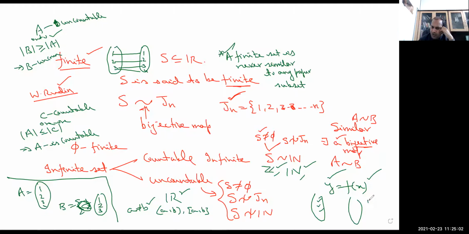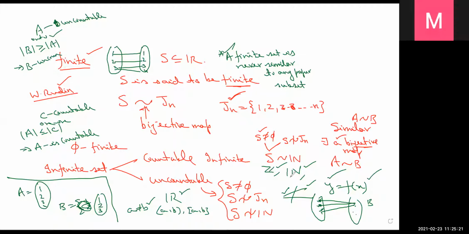Its image in B should be unique. I mean, two or three elements can map to a single one, but this mapping is not possible, is it? Every element of the domain should be mapped to a unique element in set B. Yes sir.